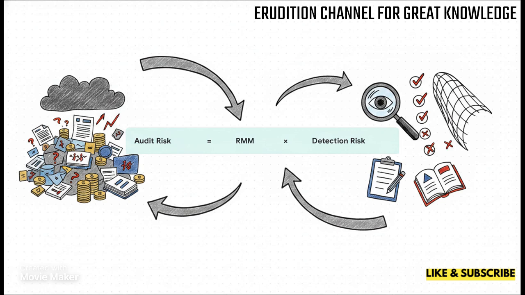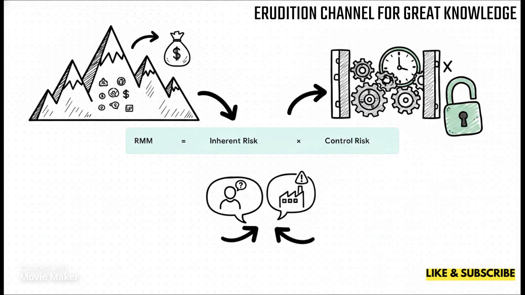So, at the highest level, audit risk is a combination of two massive forces. On one side, you've got the risk of material misstatement, or RMM. That's simply the risk that the financials are already messed up before the auditor even walks through the door. On the flip side, you have detection risk, which is the risk that the auditor's very own procedures completely fail to catch those mess-ups.